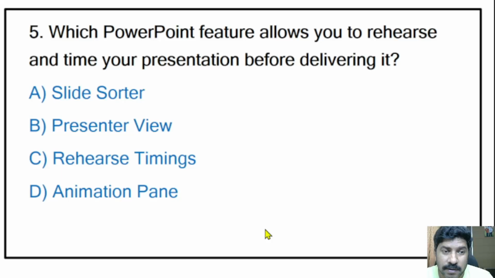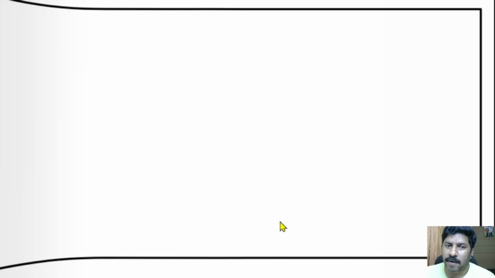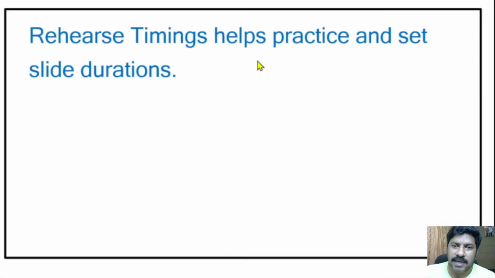Fifth question: which PowerPoint feature allows you to rehearse and time your presentation before delivering it? This question is from Microsoft Office. The options are slide sorter, presenter view, rehearse timings, animation pane. The correct answer is rehearse timings. Rehearse timings is one of the options seen in PowerPoint. It helps practice and set slide durations. We can set a duration for each slide, then save it, and it will automatically play in that particular time.